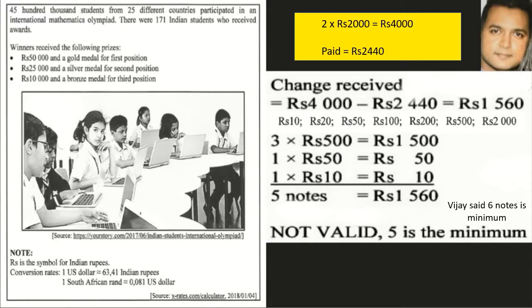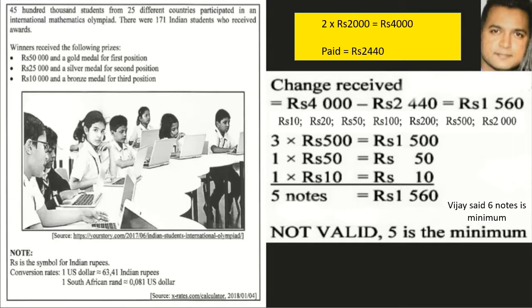Firstly, we need to determine what change we are receiving. So we know that he's given 2 times 2,000 rupees to the person, notes, and this obviously is 4,000 rupees, and the item costs 2,440. So subtracting these both numbers, we arrive at 1,560 rupees.